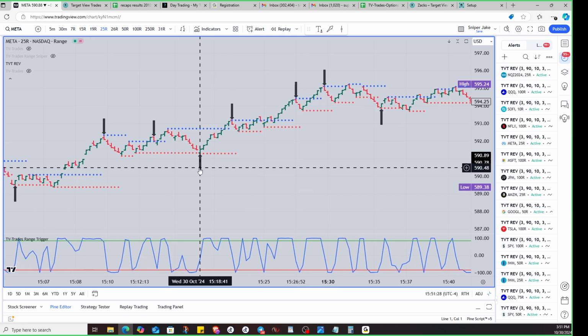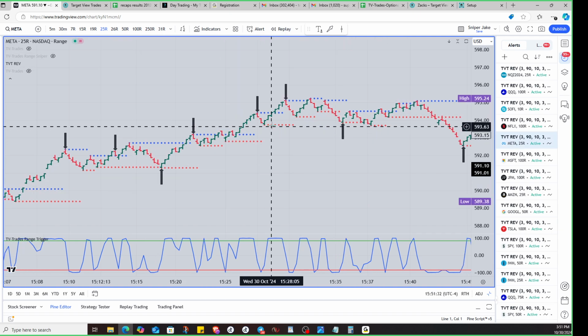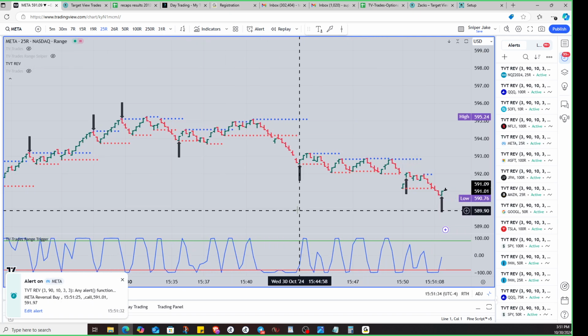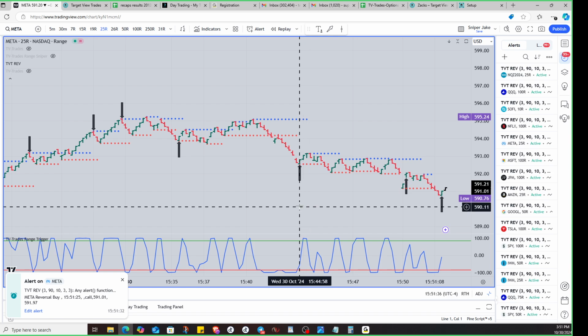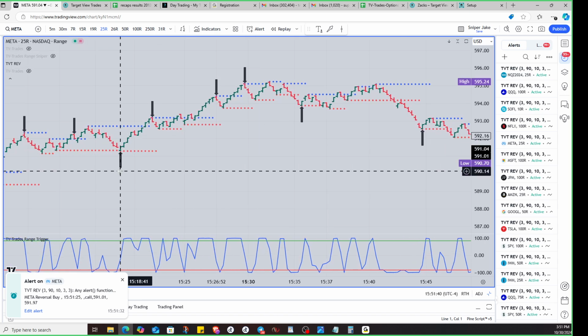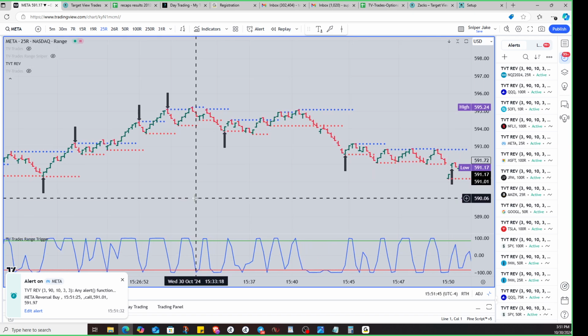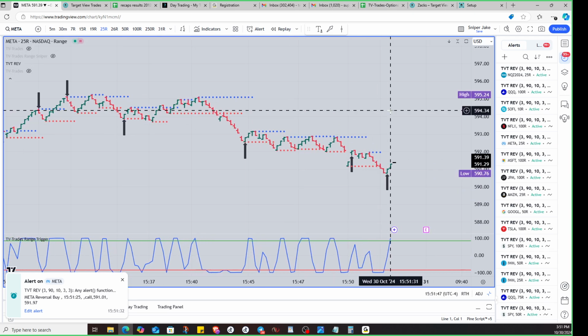But you can see this was designed to be tops and bottoms. It's not designed to happen in the middle of a trend. It's designed to happen at the very beginning of a trend, at the very beginning of a trend change. All the other stuff is with the trend.